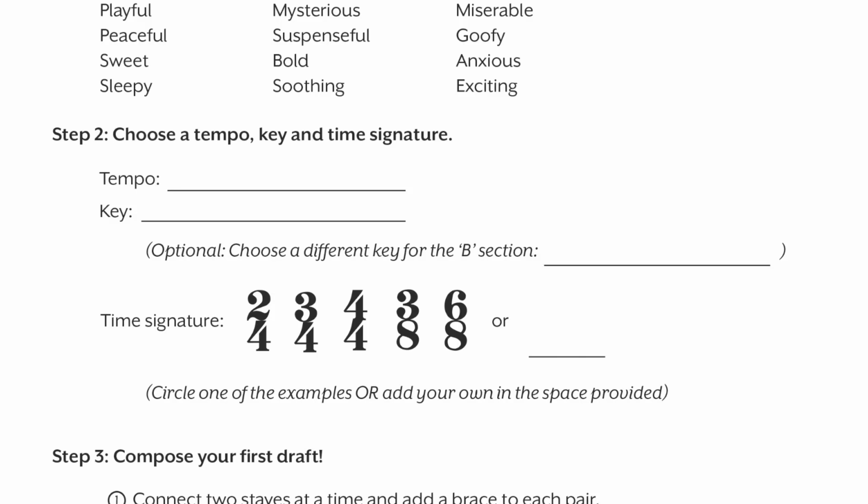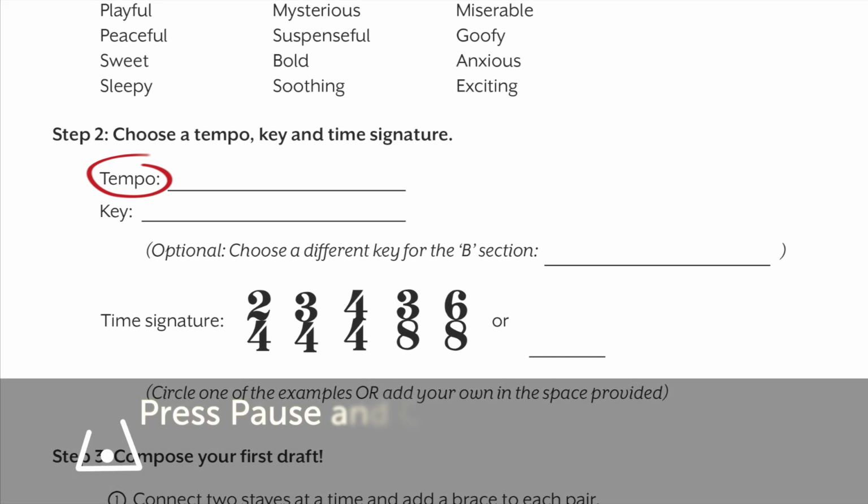So now, pause the video and choose your tempo indication. Once again, remember, this doesn't have to be permanent. Just put something down to get started. You can always come back later to modify it. Go ahead and write down a tempo indication for your composition, then press play to go on.